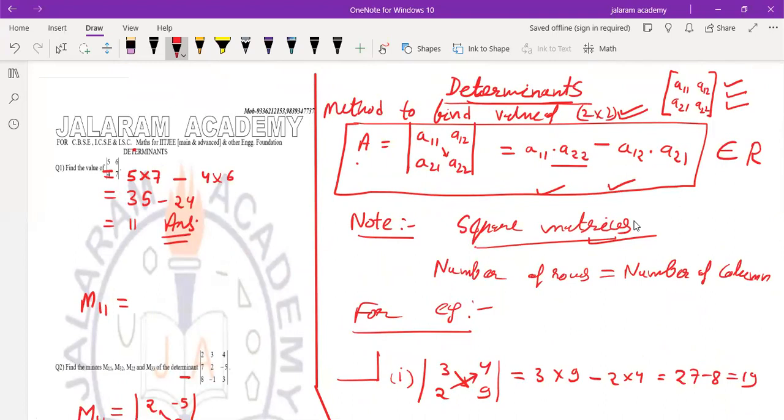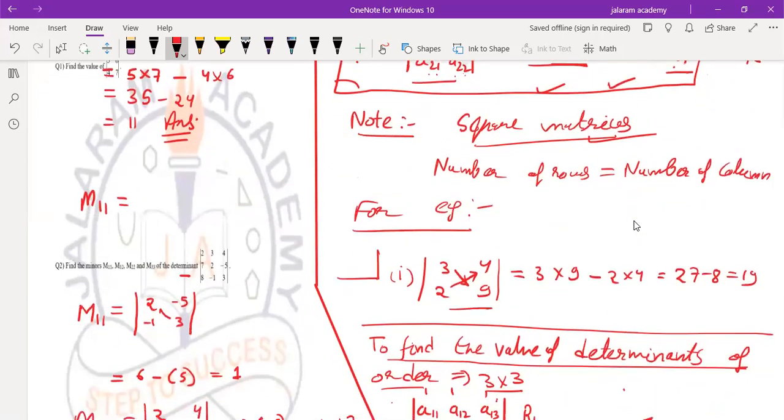We have studied that if there is a determinant of order 2 cross 2, it is solved by the cross multiplication method. Like if the first row is A11, the element of first row first column, and A12, the element of first row second column, and the second row is A21, A22. So first we multiply A11 A22 minus A12 into A21 to find the value of this determinant.